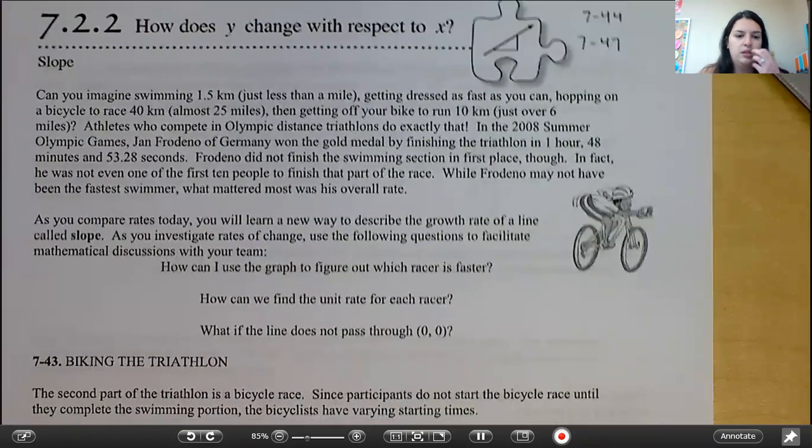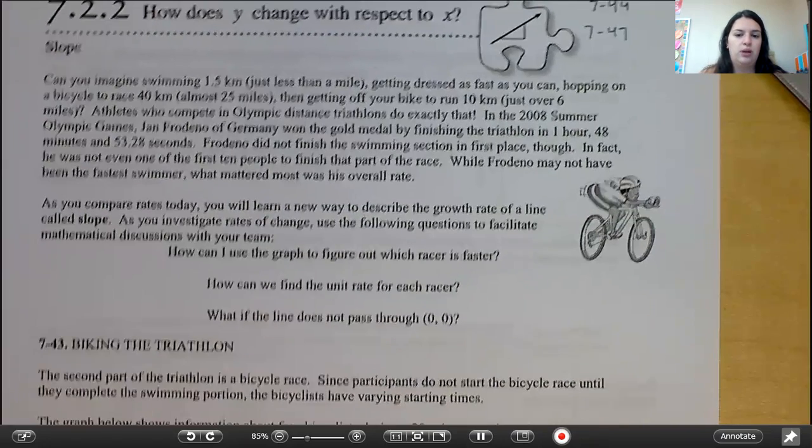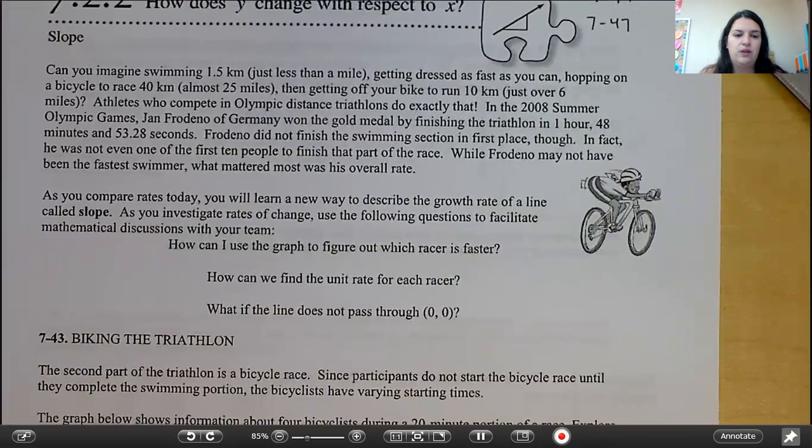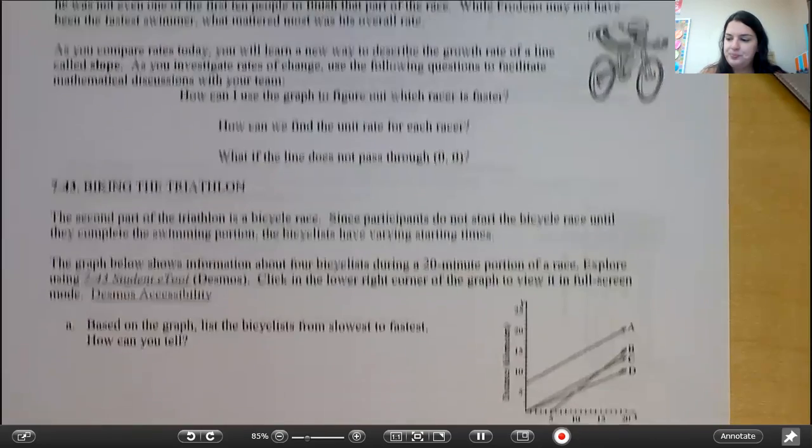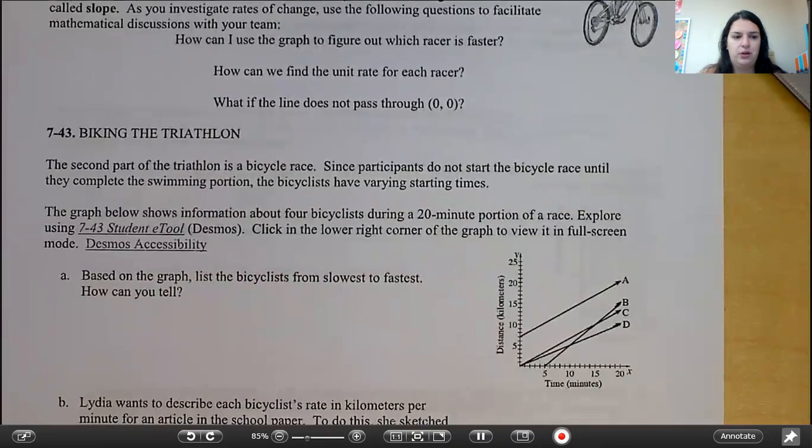As you compare rates today, you will learn a new way to describe the growth rate of a line called slope. As you investigate rates of change, use the following questions to facilitate mathematical discussions with your team. How can I use the graph to figure out which racer is faster? How can we find the unit rate for each racer? What if the line does not pass through (0, 0)? So we're going to take a look at 7.4.3 first.